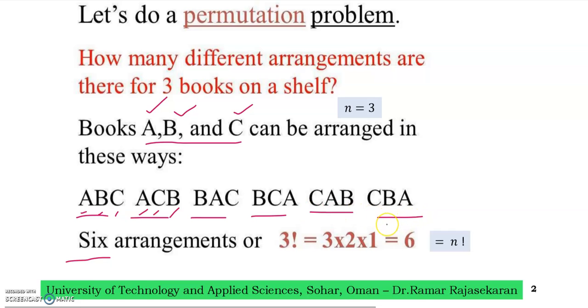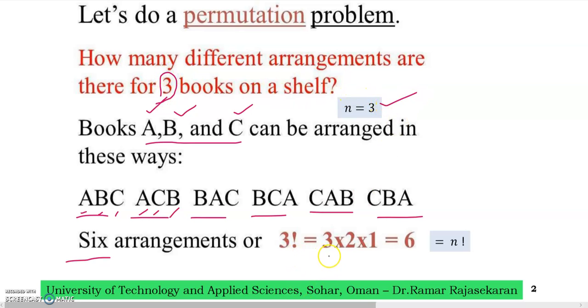Now if you have three elements, or three books, or any three objects, you can arrange those three in 6 different ways. How to find this 6? See here, how many books do we have? 3 books. So n is equal to 3.